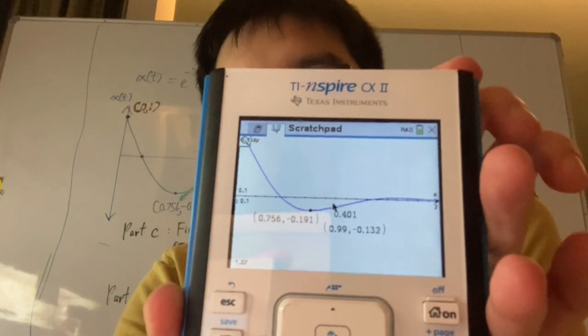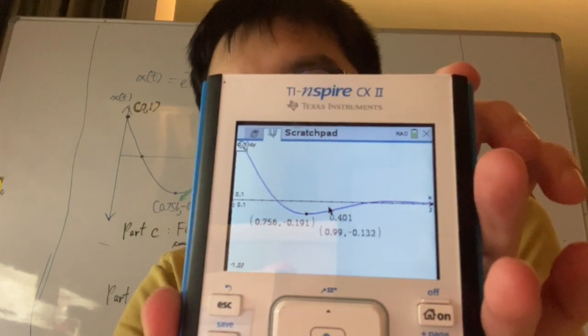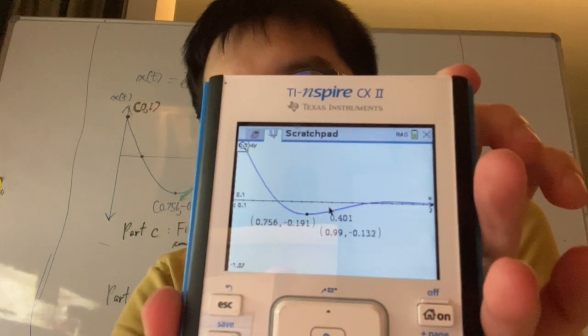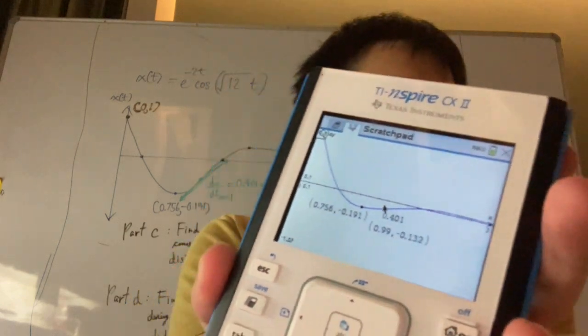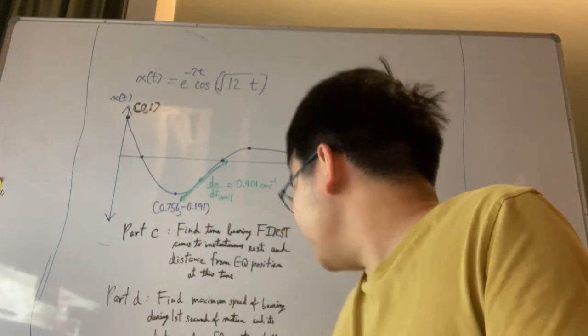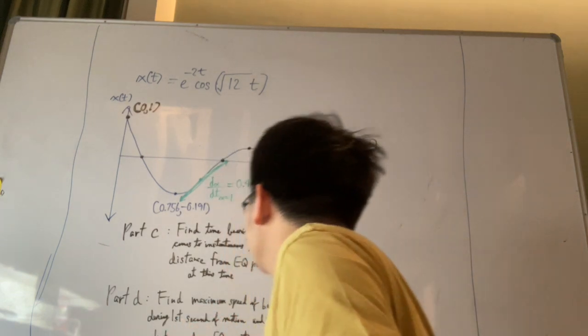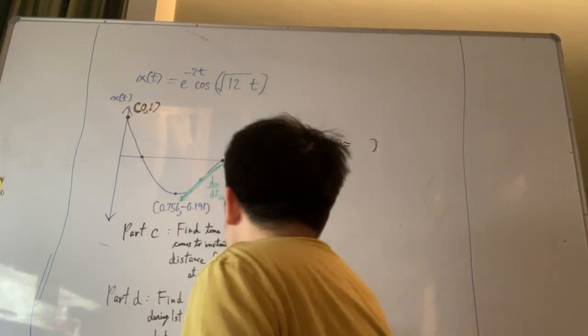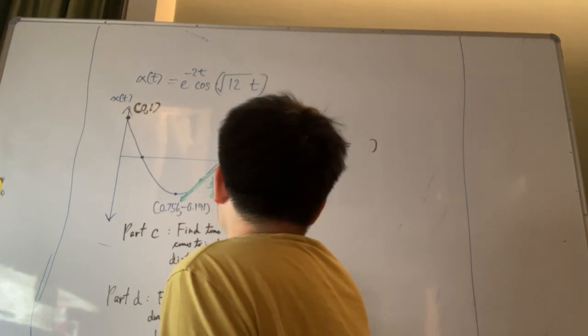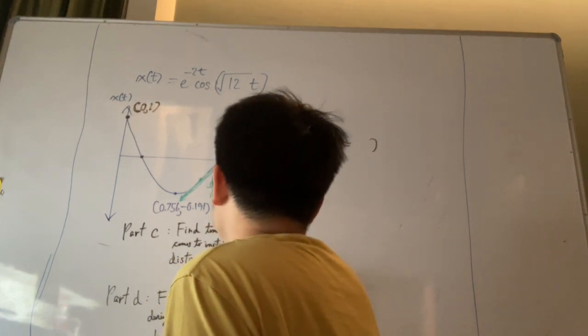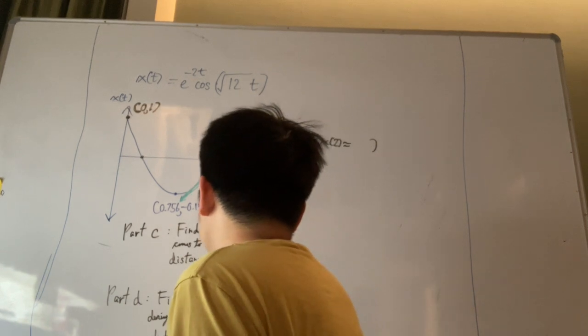But essentially after that, I think stuff is easy because what they want is the distance from the equilibrium position. This is where you're lucking out.